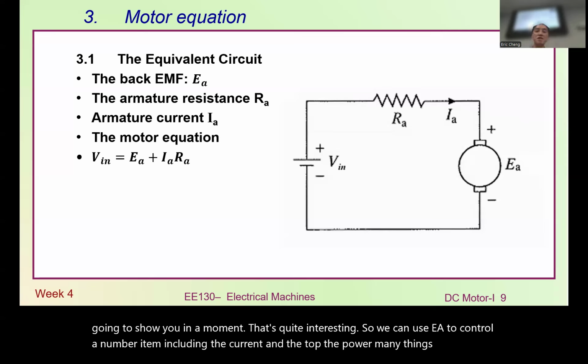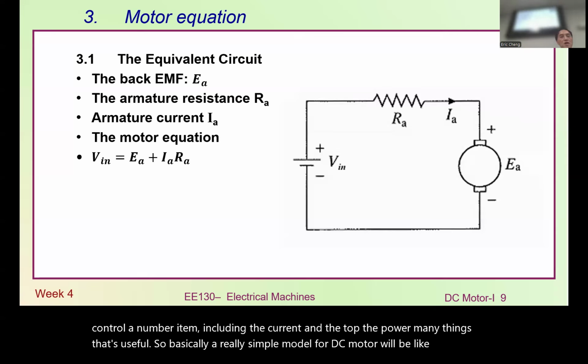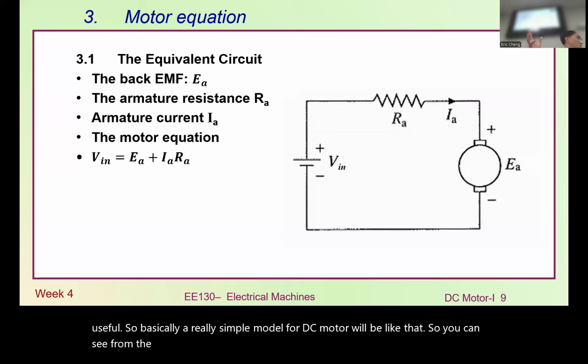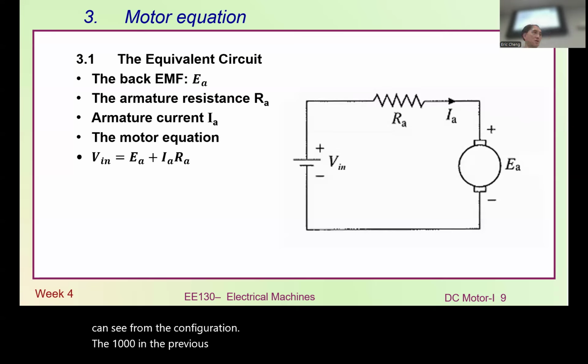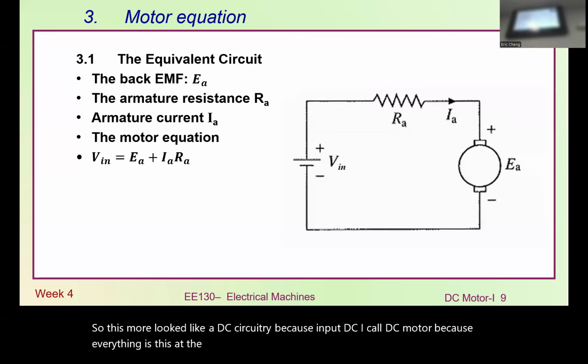So basically, a really simple model for a DC motor will be like that. You can see from the configuration diagram on the previous page, now we come up with a circuit. This looks more like DC circuitry because the input is DC. I call it a DC motor because everything is DC at the moment. But in the next few weeks, we're going to go a few steps further.